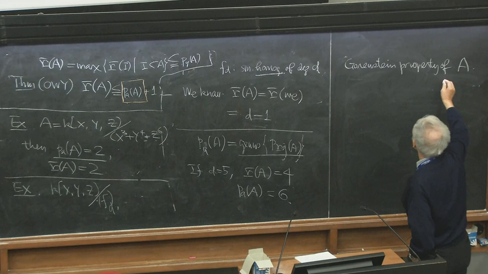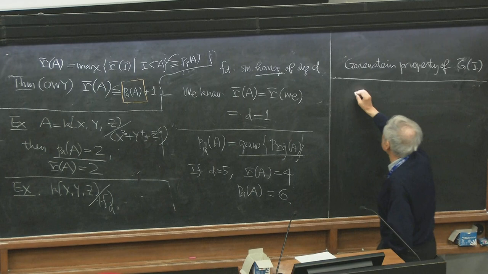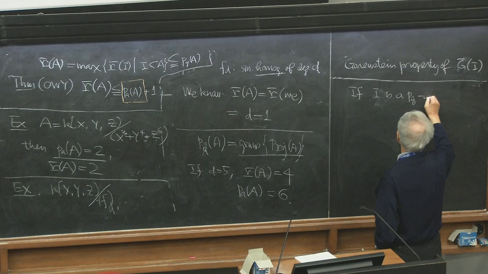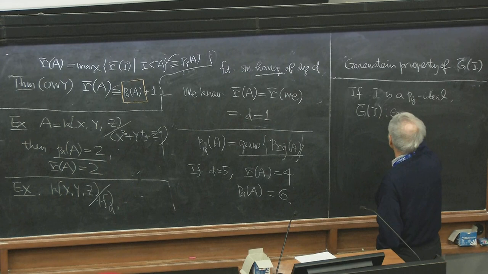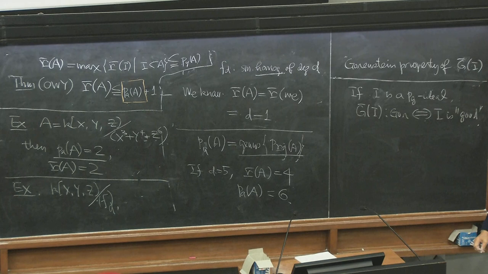G of I. So if R bar I is a PJ ideal, then G bar I is Gorenstein. This is equivalent to saying I is good, a notion defined by Goto and Watanabe. I miss Goto very much. And so this is by definition.